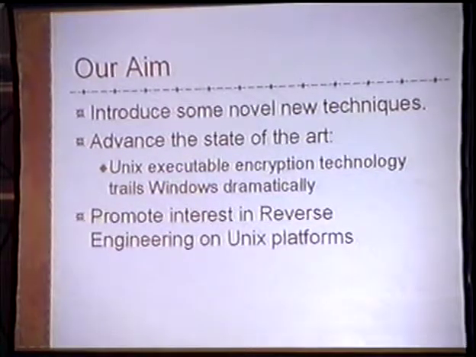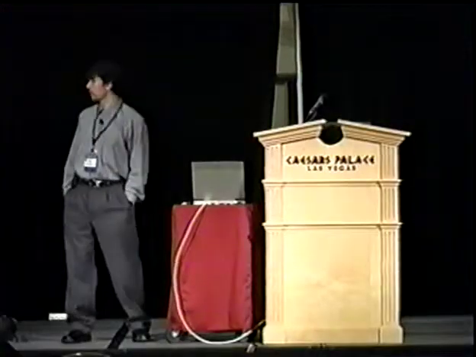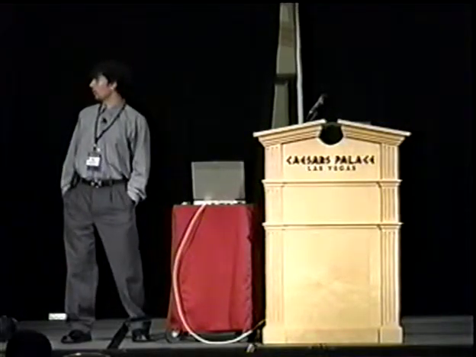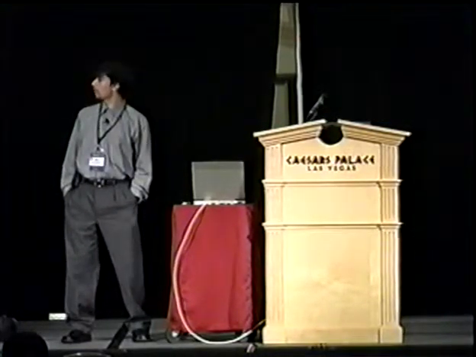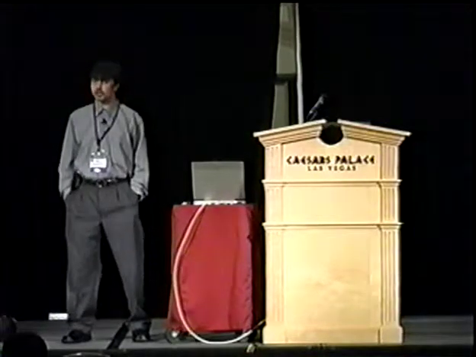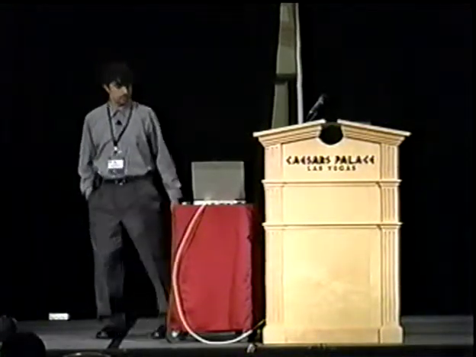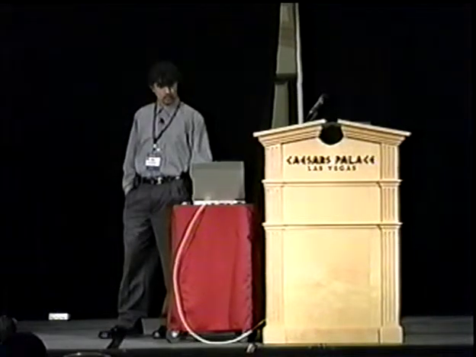Our aim, Sean and myself, our aim was to introduce some new techniques and advance the state of the art. As I mentioned before, Unix executable encryption was a neglected field. The technology out there was pretty easy to get around, and anyone who knew what they were doing could decrypt any executable encrypted with the previously released encryptors. So we wanted to make it a little bit hard, and also, as part of the reverse engineering community, we wanted to promote interest in reverse engineering on Unix platforms. So those are some of our goals.